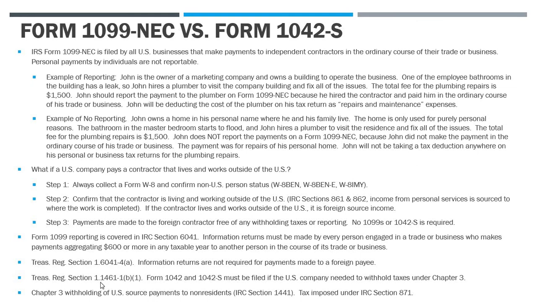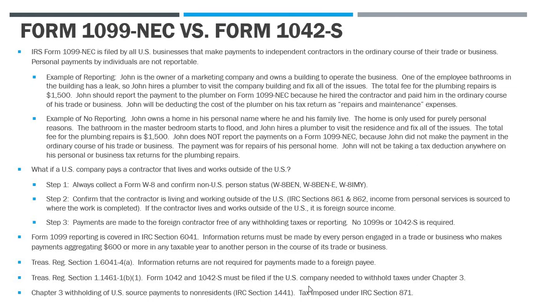And then in Treasury Reg section 1.1461-1(b)(1), this covers Form 1042 reporting. So Form 1042 and Form 1042-S have to be filed if the U.S. company had to withhold taxes under Chapter 3. So what's Chapter 3? Chapter 3 withholding covers U.S. source payments to non-residents where there was a tax imposed and you had to withhold.